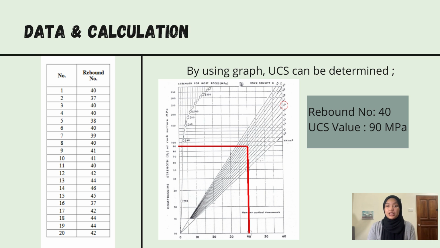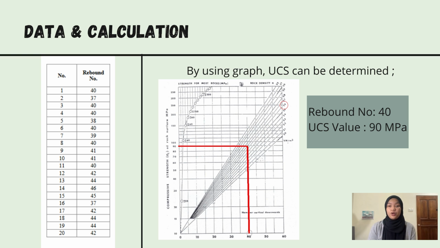So based on the data given, there are 20 readings of rebound number. In this experiment, we are required to obtain a UCS value. This can be done by using the graph over here. The x-axis represents rebound number while the y-axis represents UCS value. As an example, for number 1, the rebound value is 40.